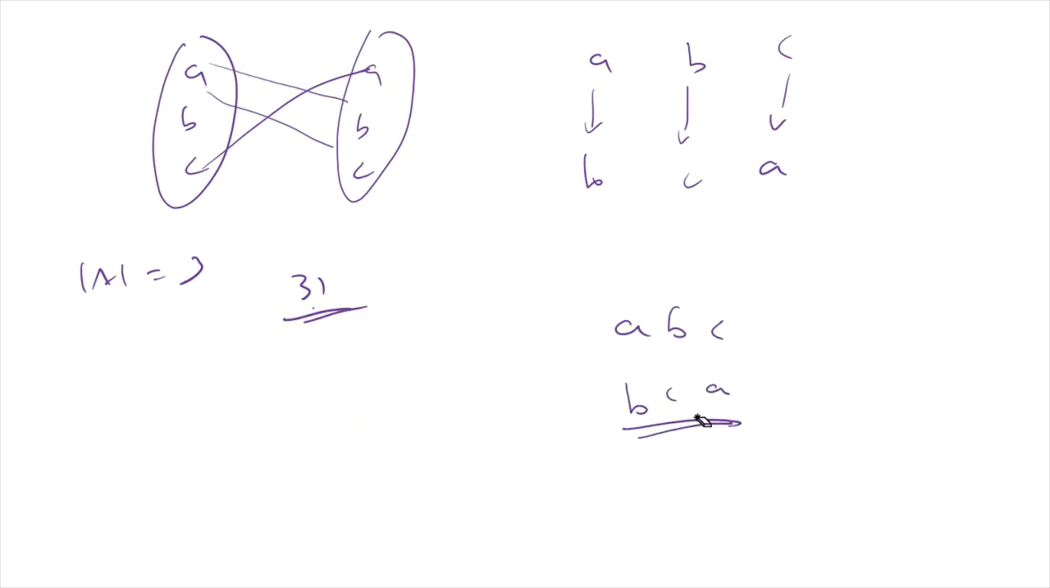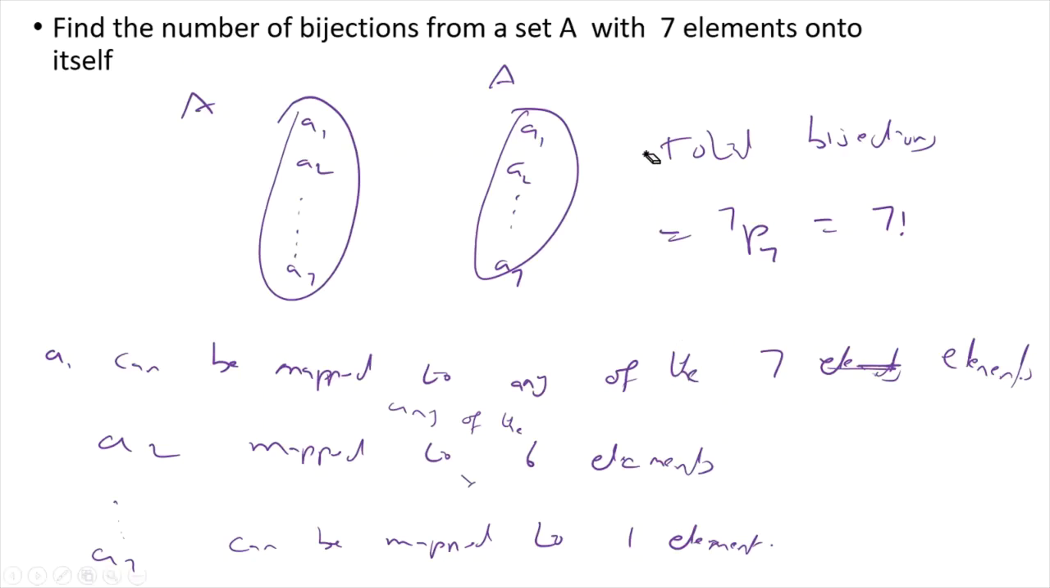So by a rearrangement we are going to get a bijection. So here also, instead of asking the question like this, number of bijections from a set A which contains 7 elements, we can just ask: how many rearrangements are possible with 7 elements? The number of rearrangements is equal to number of permutations, which is same as 7P7, which is equal to 7 factorial. So I encourage the students to write down the problem step by step.